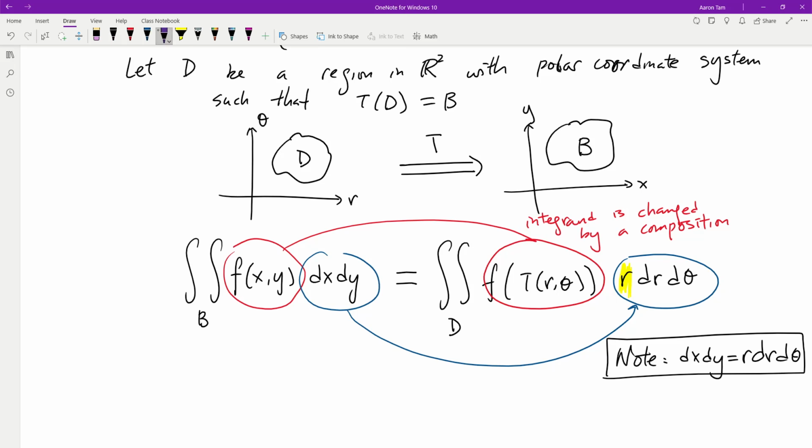And finally, the last thing that we have to change is the region of integration. That completes exactly what we need to do, changing three things: the integrand, the differential, and the region of integration. So now, how does that actually play out in an example?